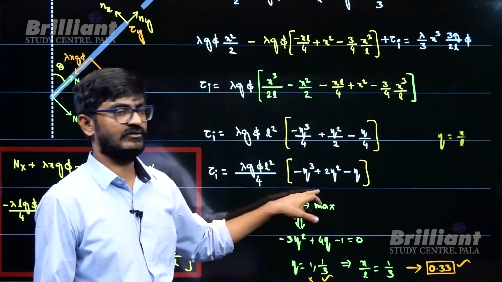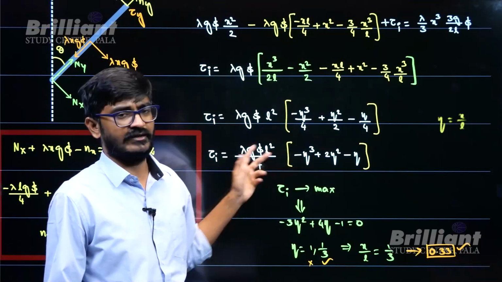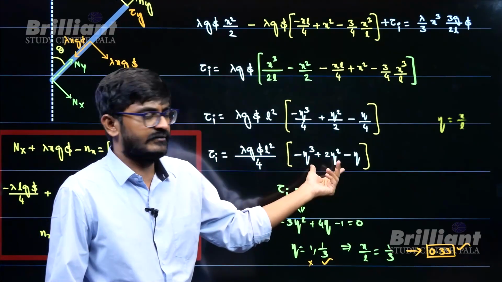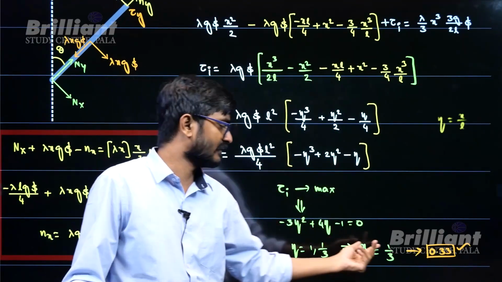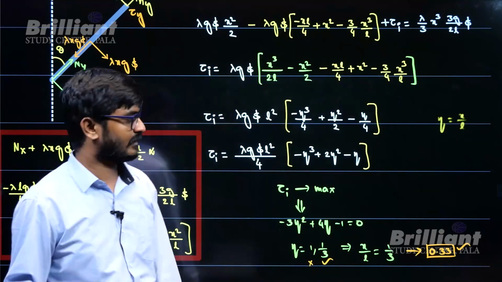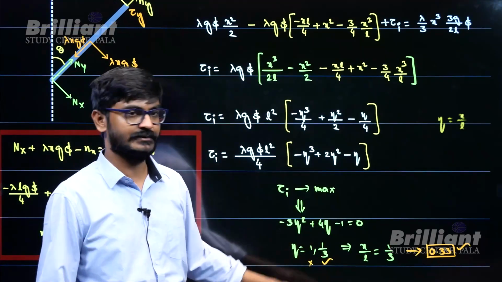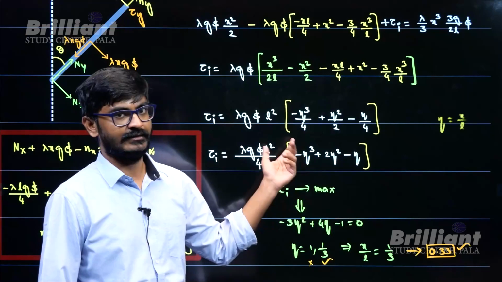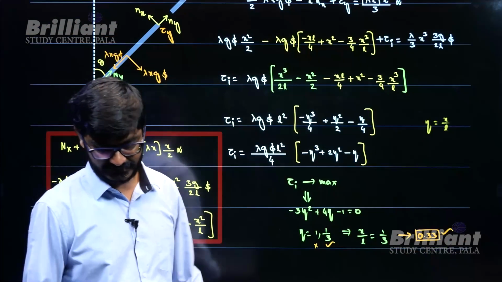Now I want to see when this will become maximum. If I want to see when this will become maximum, I need to differentiate it and make it equal to 0, and I got the value as 1 by 3. 1 is minimum thing, 1 by 3 is maximum. So it is going to break at L by 3 from the base.